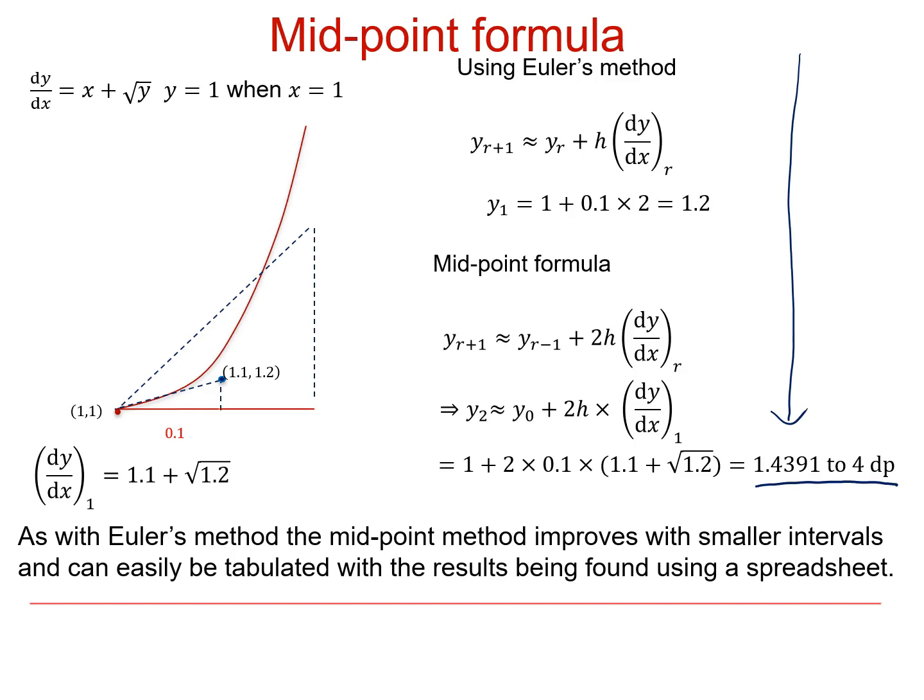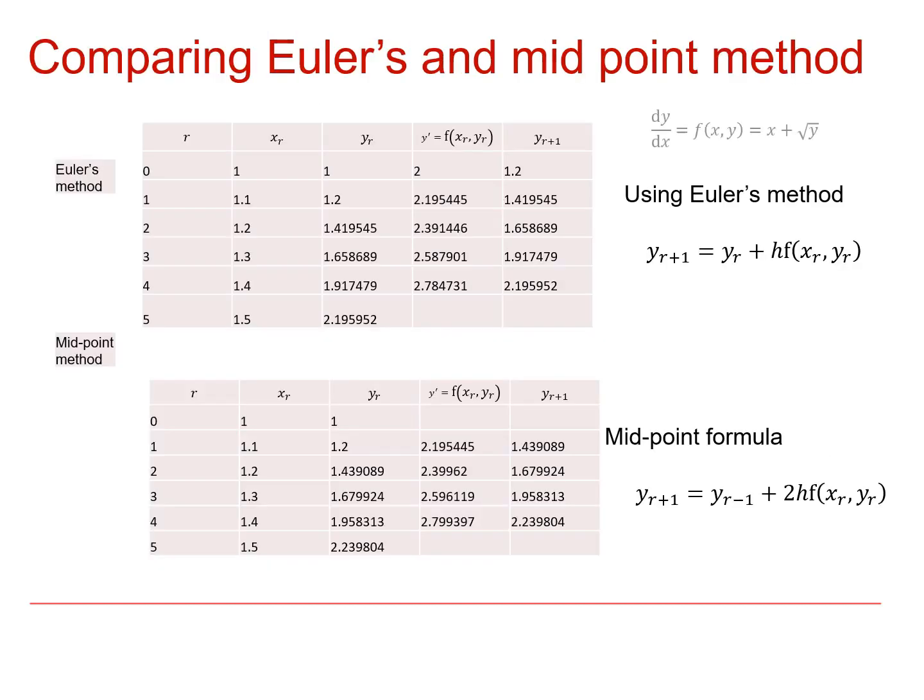As with Euler's method, the midpoint method improves with smaller intervals, and you can readily tabulate that with a spreadsheet. Here it is on the spreadsheet. As a comparison, using an interval of 0.1 with Euler's method, we got a value at 1.5 for x of y being 2.1959. But with the midpoint formula, we end up getting a value of 2.239.